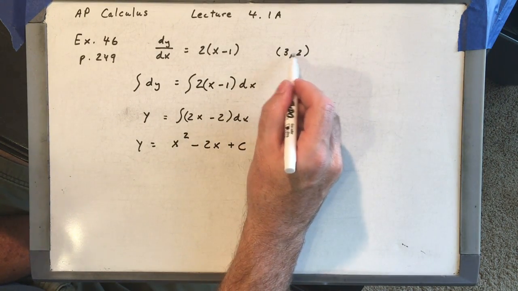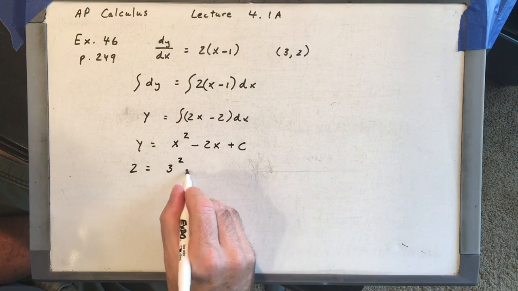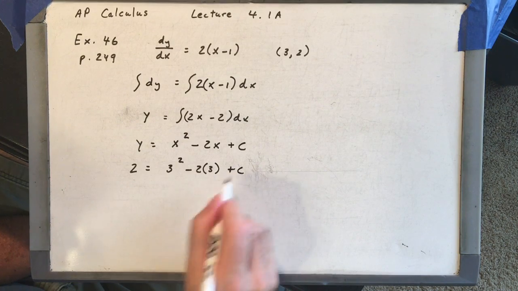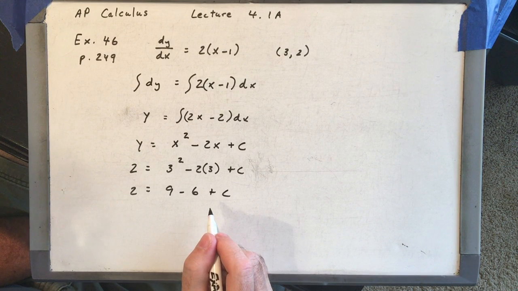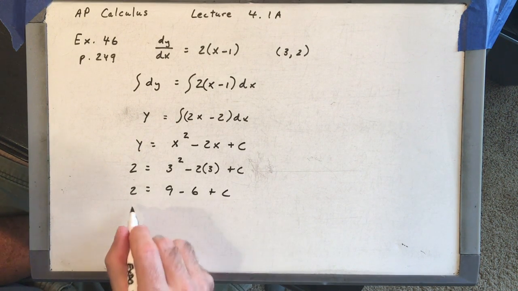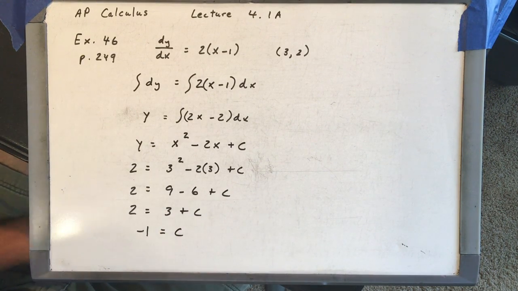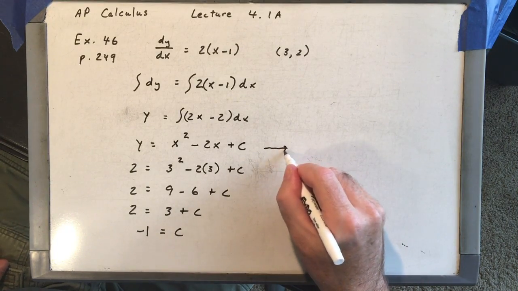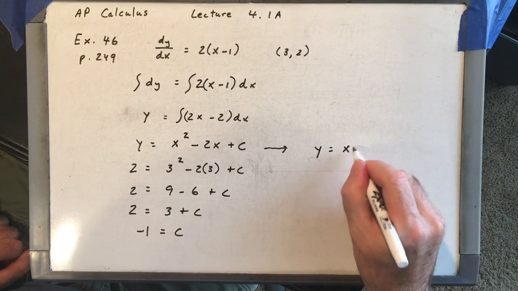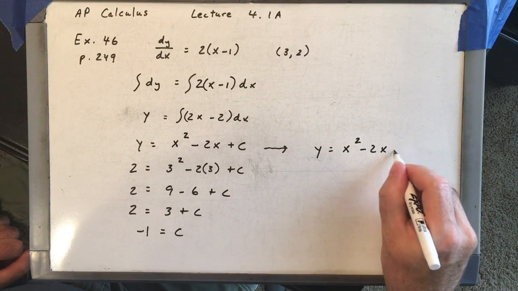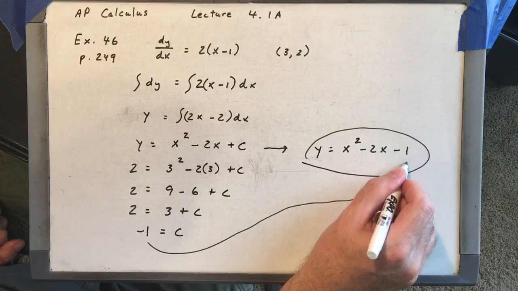Now we're going to plug in this point (3, 2) and solve for c. So if y is 2, x is 3. So we have 2 is equal to 9 minus 6 plus c. Did I do that right? So that'd be 2 is equal to 3 plus c. So negative 1 is equal to c. Now we're just going to plug negative 1 in here for c, and that's our answer. So y is equal to x squared minus 2x minus 1. Again, that negative 1 is our c value that goes right there.